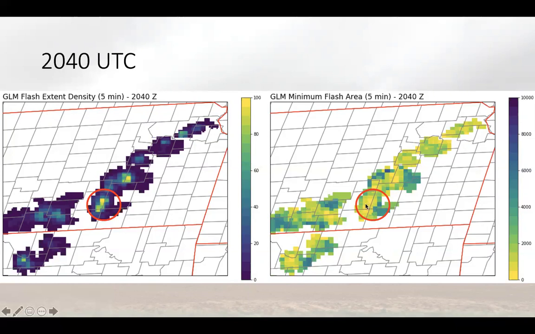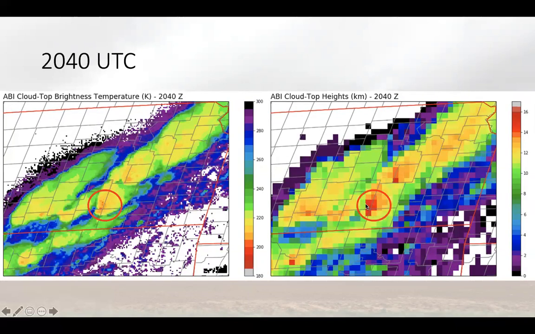So this storm is beginning to pick up in intensity. From the ABI, we see, again, a very similar story: decreasing temperatures, and largely increasing cloud top heights, with cloud top heights now knocking on the door of just below 16 kilometers in height.